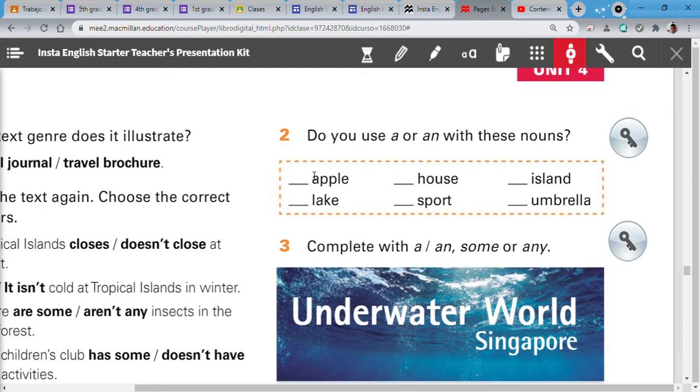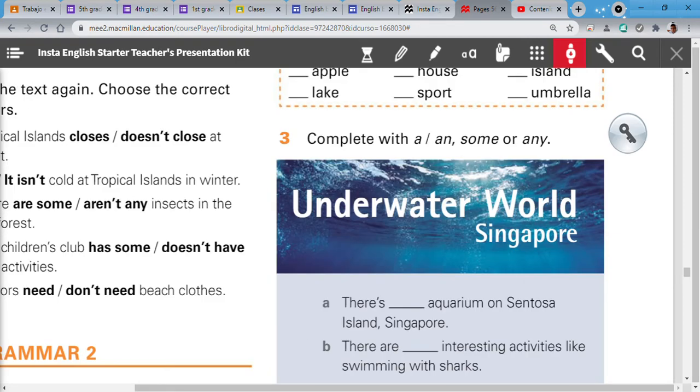There are many examples. There are a few. In classes we're going to practice. Okay, so get ready. Now, number 3. Complete with a or an, some or any. You have 4 alternatives.